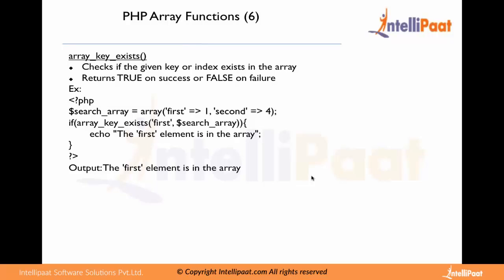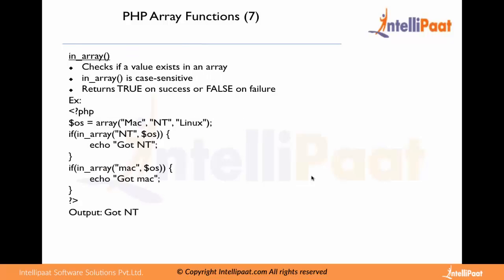Now we will see the in_array function. What this function will do is check if a value exists in an array. Previously we checked the array_key_exists function, which checks if a key exists in the array or not. Now we will see if a value exists in the array or not. For that we use the in_array function. It will also return true or false. If the value exists in the array, it will return true. If the value does not exist in the array, it will return false.